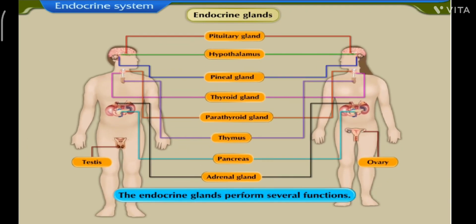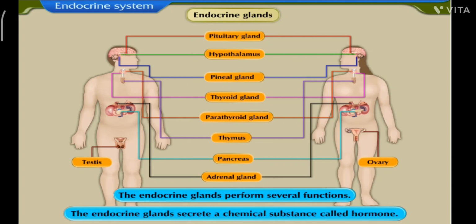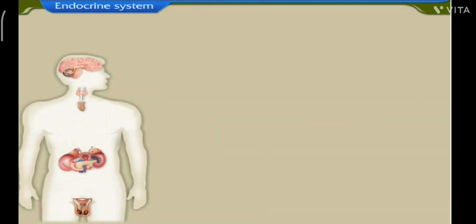The endocrine glands perform several functions. The endocrine glands secrete a chemical substance called hormone. Let us study the hormones secreted from these glands and their specific functions.